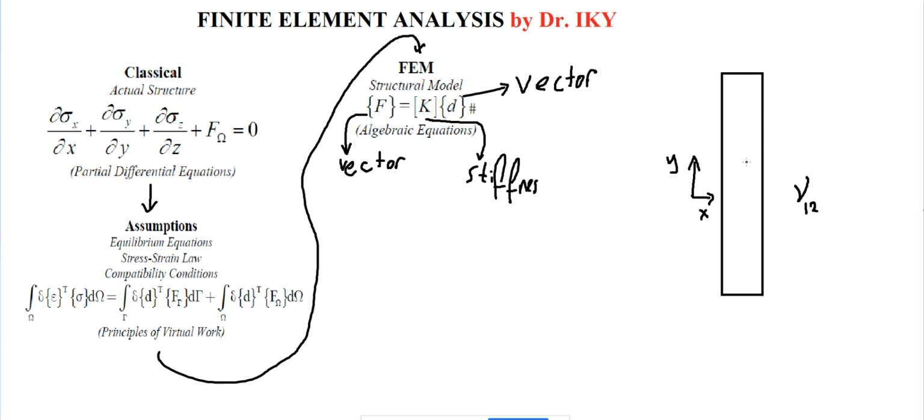And if you have the capability to repeat the test in the direction of z, you will get the 1, 3 and 2, 3 Poisson ratios. And again, I'm talking about the Young modulus also.